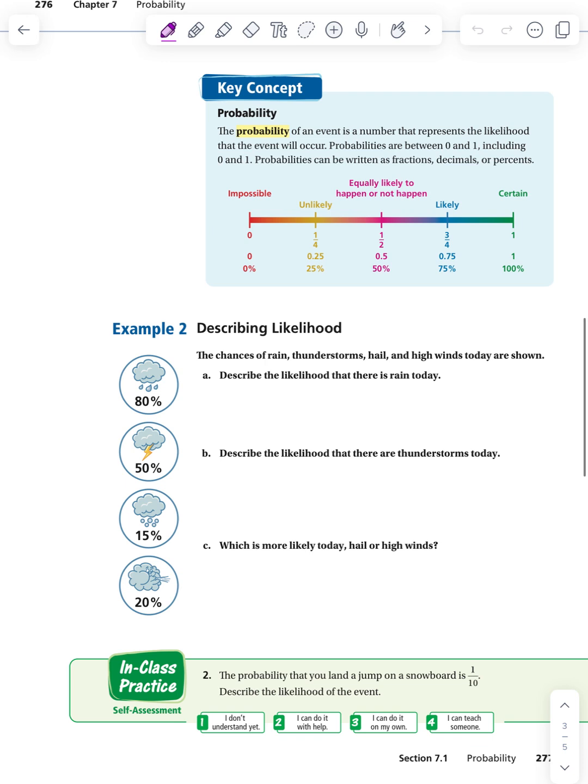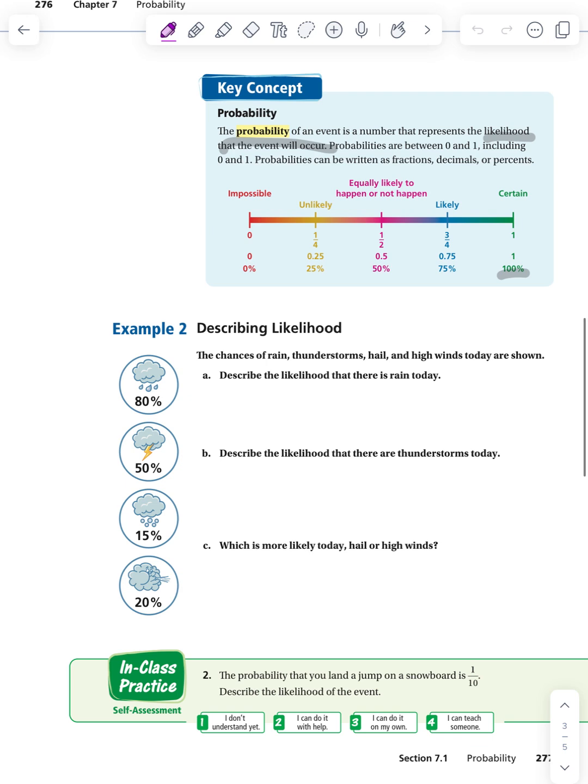All right, so in later notes, we're actually going to calculate probability, but today we're just going to look at probability as the likelihood that an event will occur. So probabilities are always between 0 and 1. That's also 0 and 100% because 1 is 100%. Probability can be expressed as a fraction, decimal, or percent.